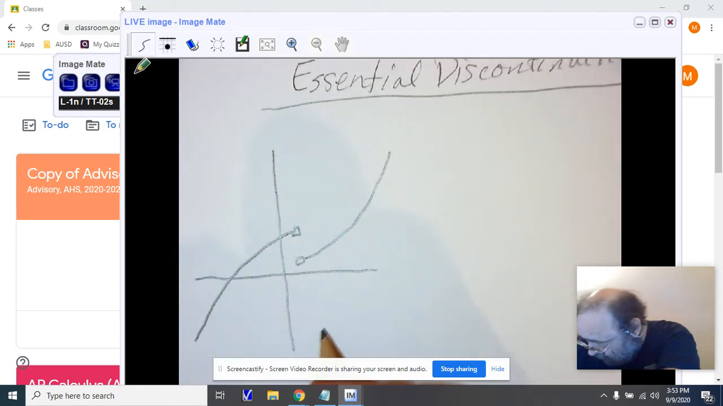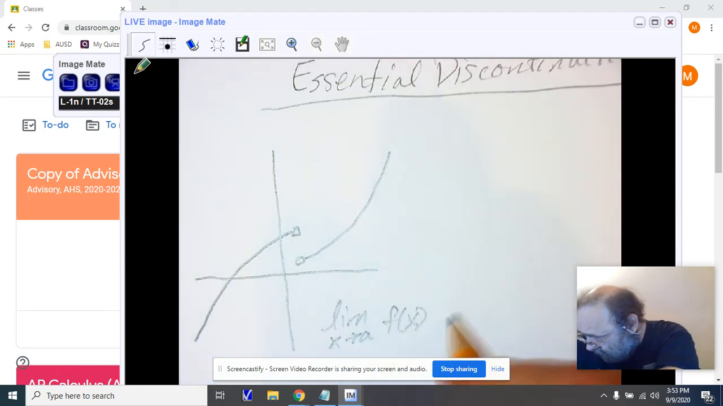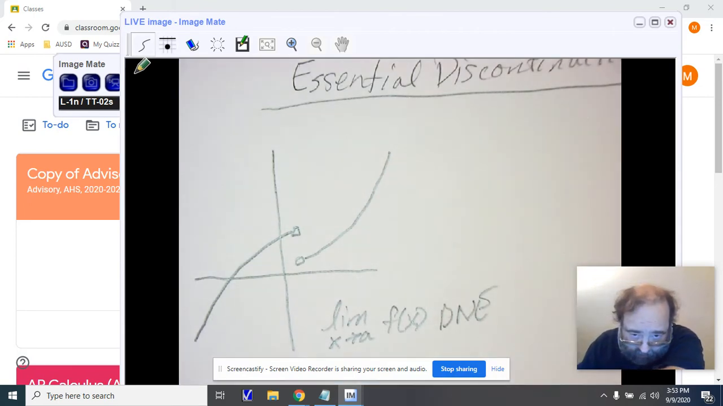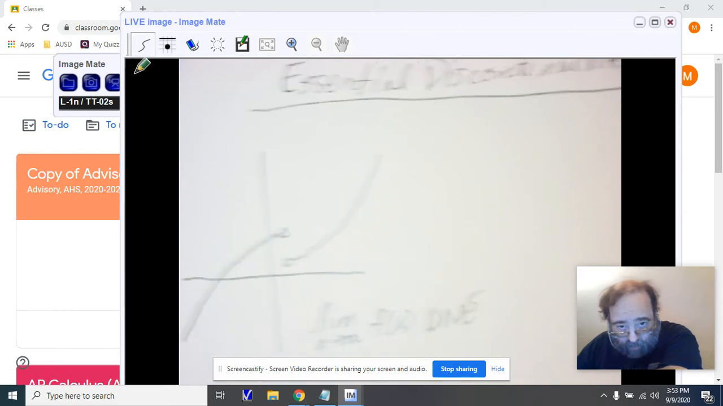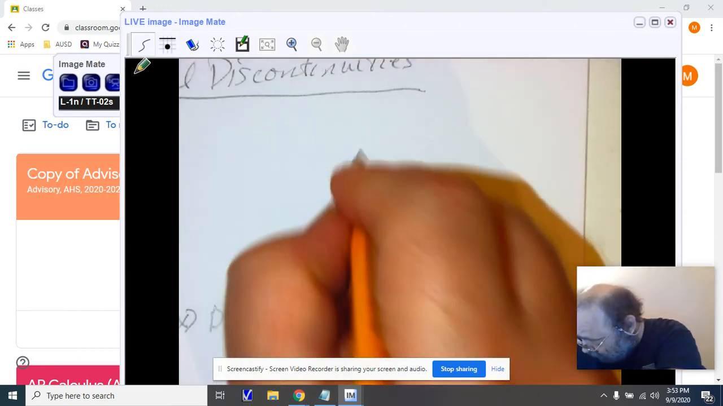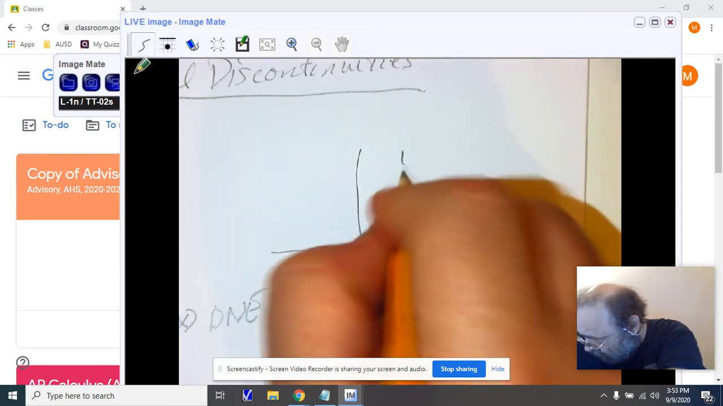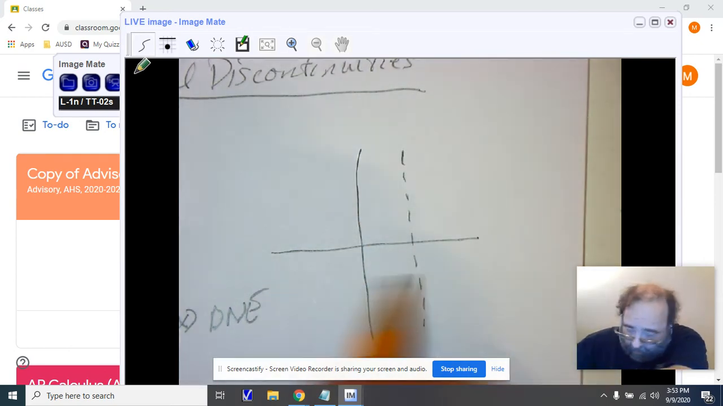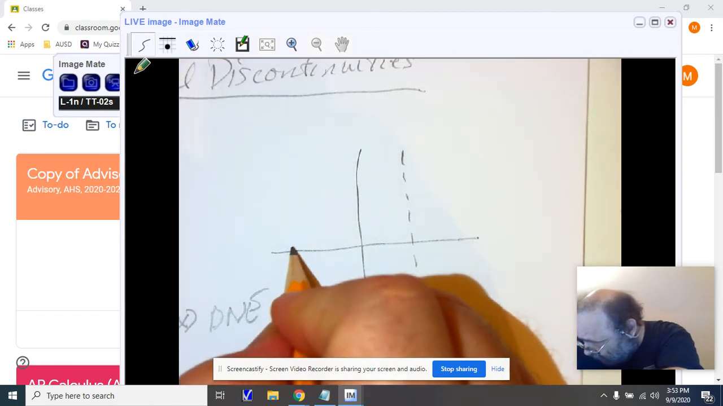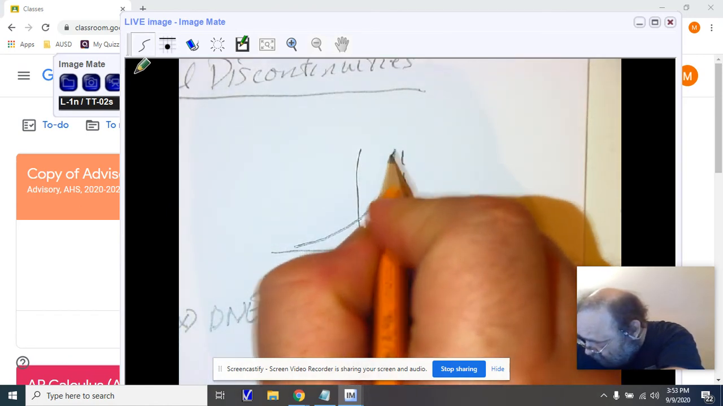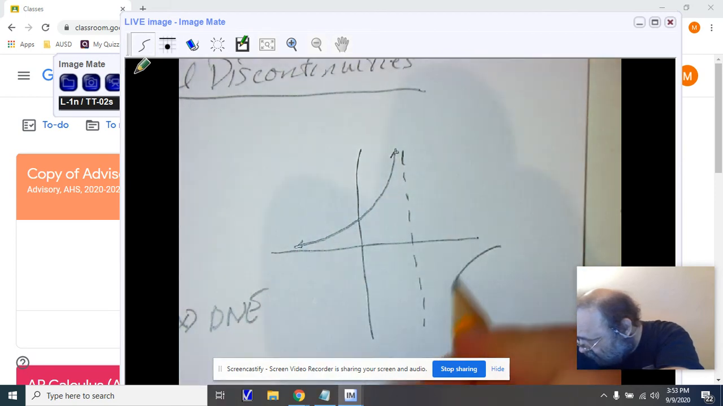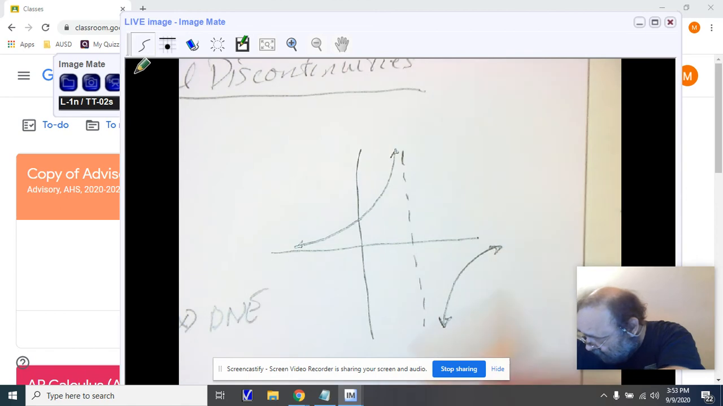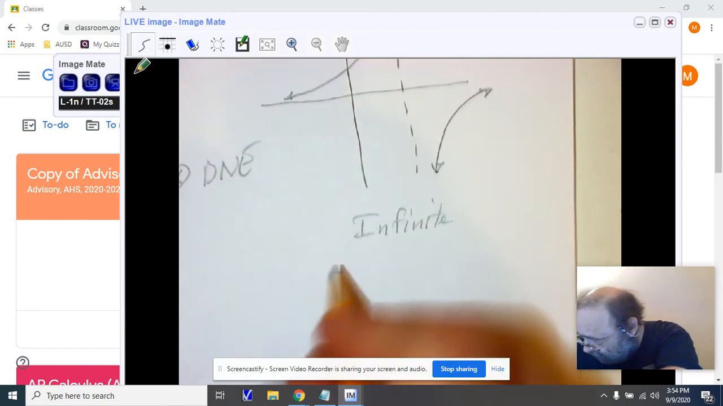Either way, the first criteria that the limit as x approaches a for the function does not exist. Now, regardless of how this works, that has to happen. So the other possibility is an asymptote. Now we could have them both going in the same direction, or as we saw before with the reciprocal function, going in opposite directions. This is called an infinite discontinuity.